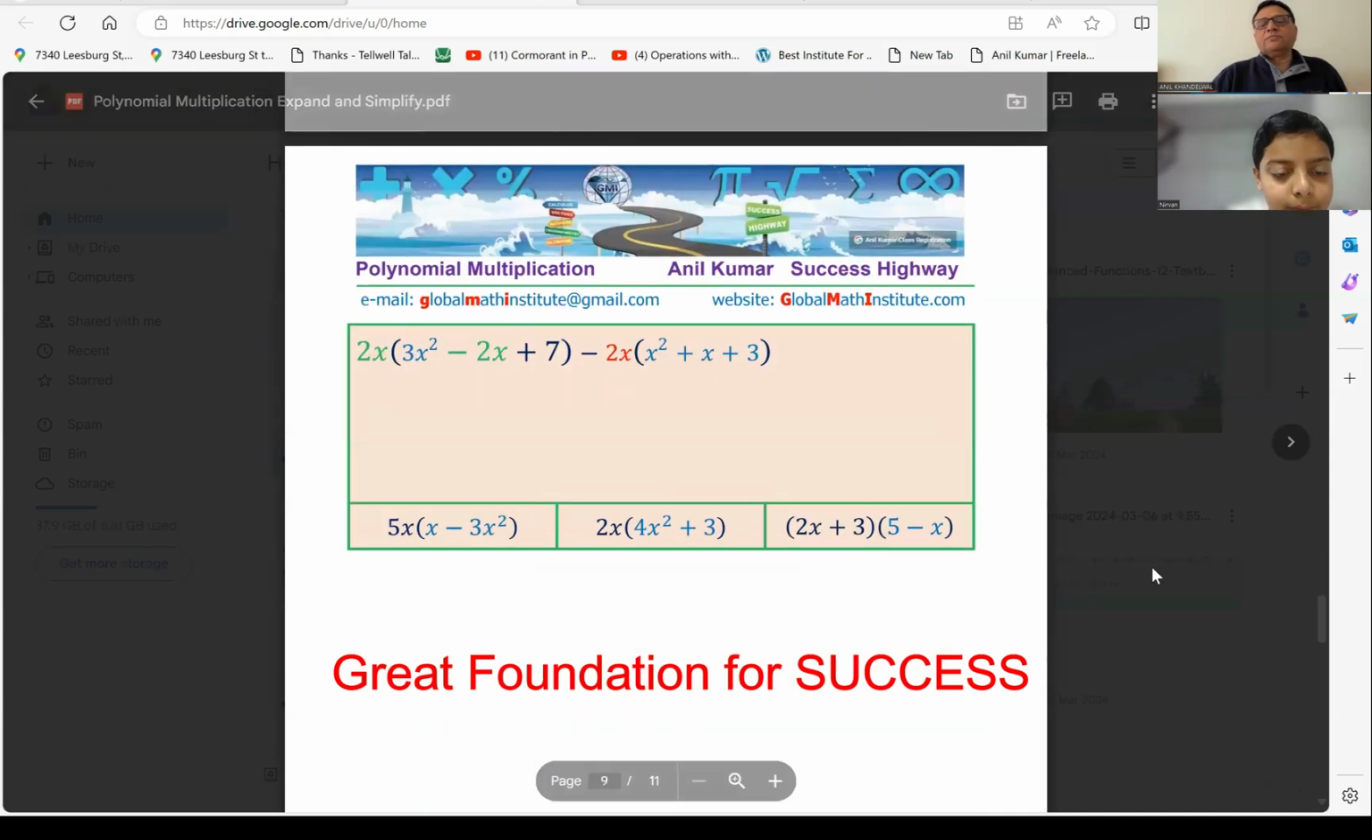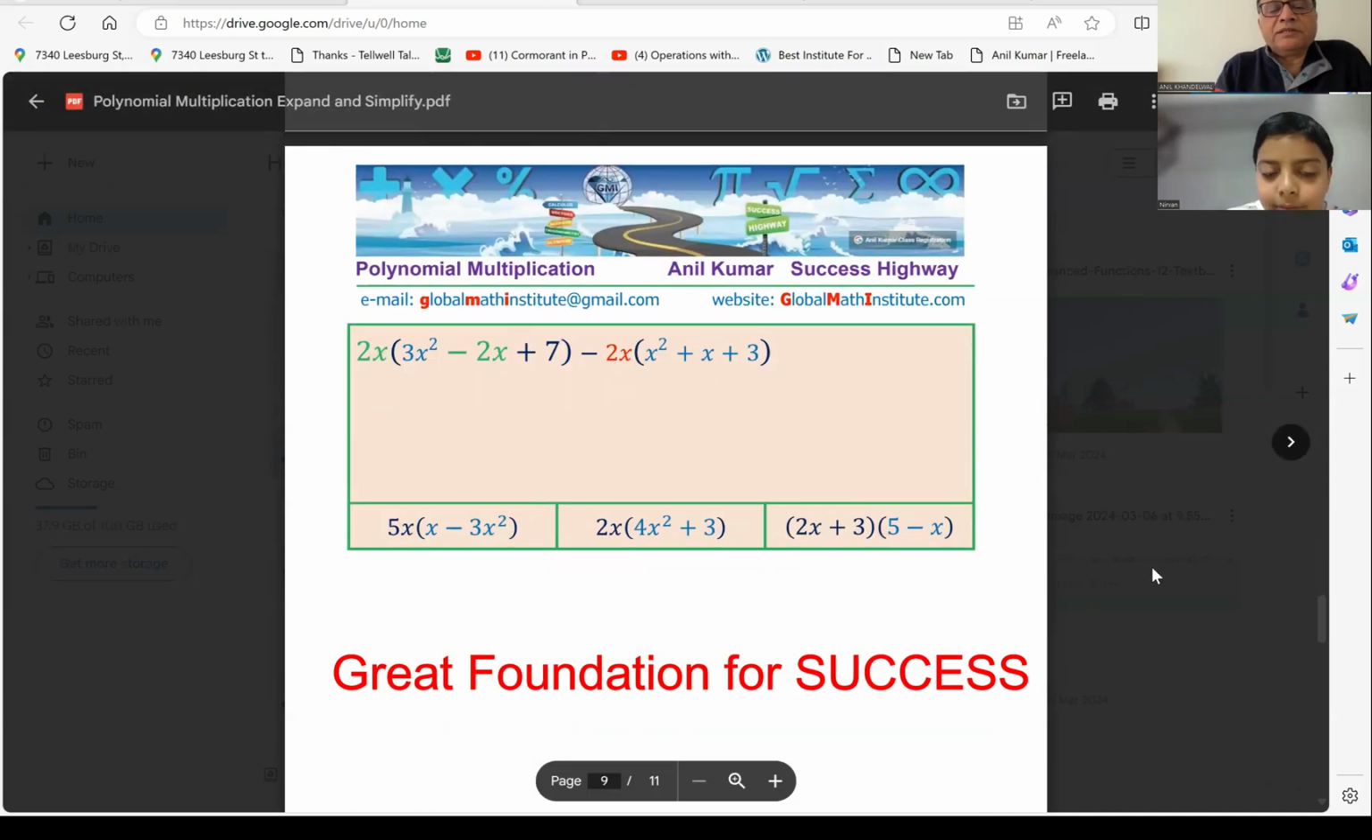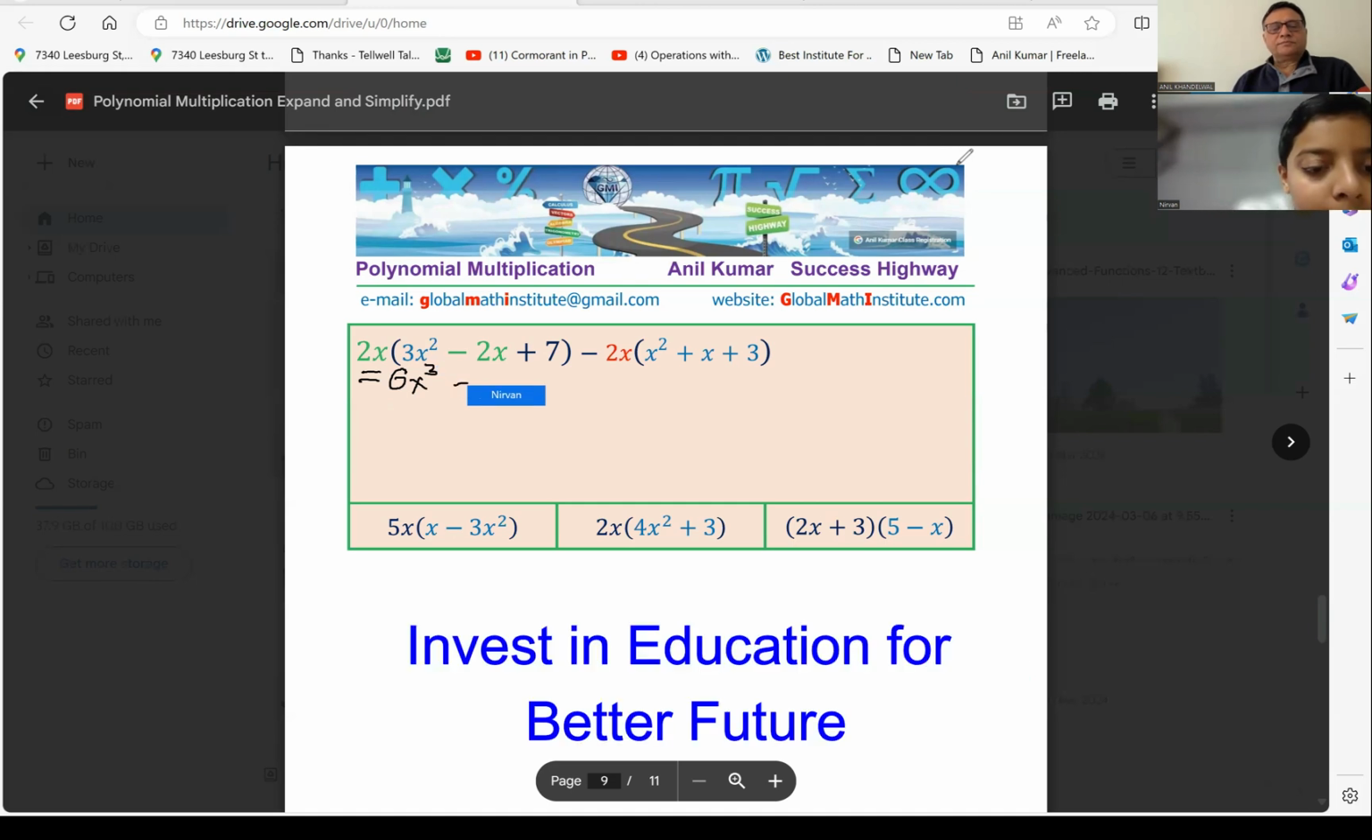Here is another big question for you. Remember, there's a negative sign in between. Now, Nirvan, can you multiply and subtract the two polynomials? Okay, equal sign first, right? 2 times 3 is 6x cubed minus 2 times 2, 4x squared plus 14x.